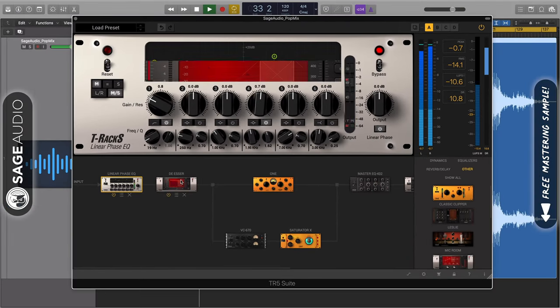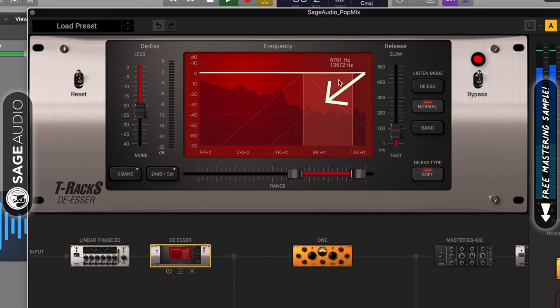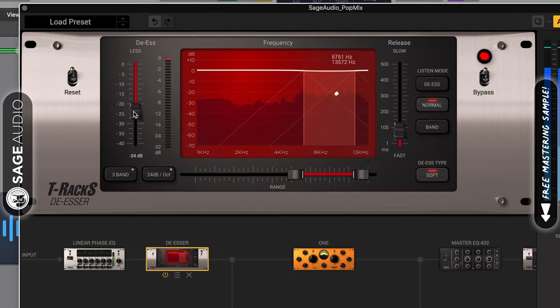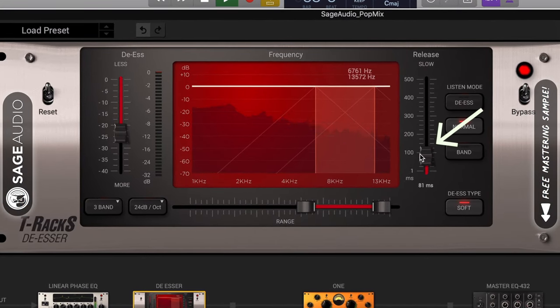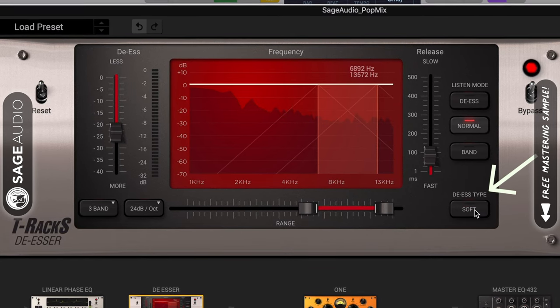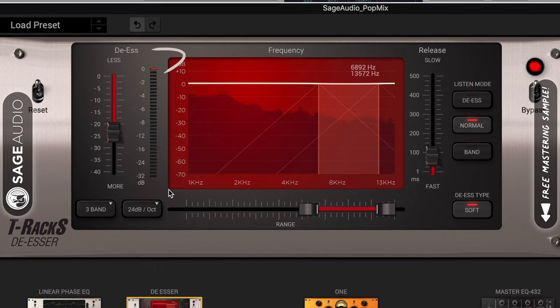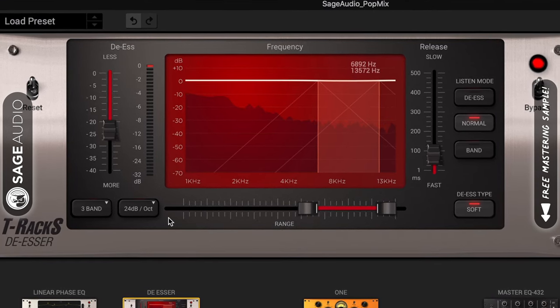The next insert I used was a de-esser. With some very subtle settings, I used this de-esser to control the high frequencies, mainly sibilance. I used a moderate release speed, 3 bands to isolate the frequencies, and a soft de-essing type to keep the effect subtle. This averaged around 0.3 dB to 0.7 dB of attenuation.